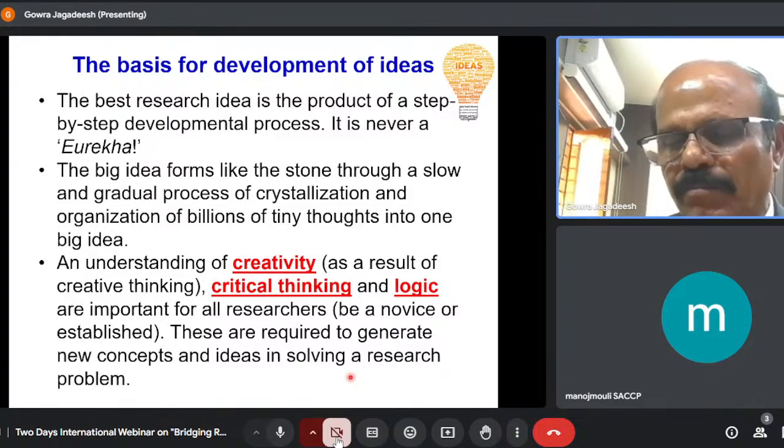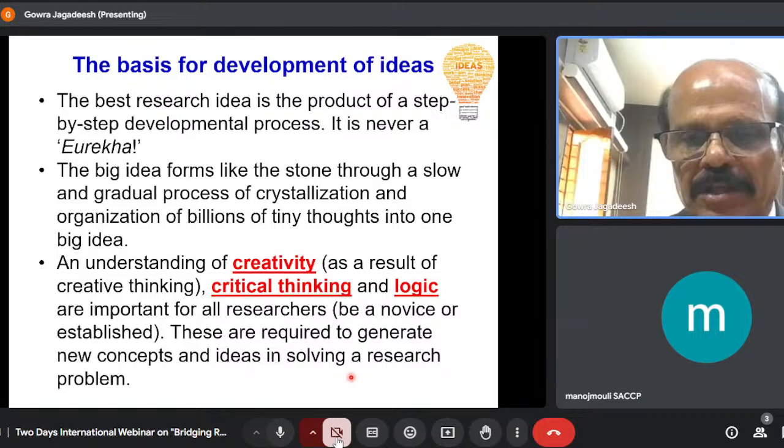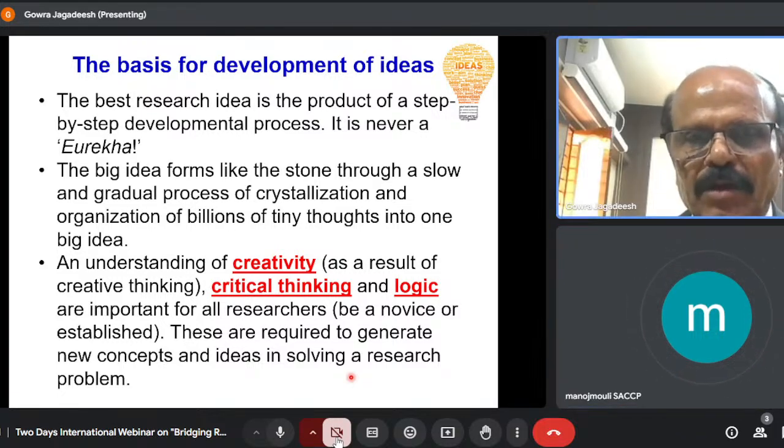Now, an idea comes like a crystallization. You cannot suddenly spot it like a Big Bang theory. It has to come through understanding the process. For that, what you require is creativity, critical thinking, and logic. These are all built in.